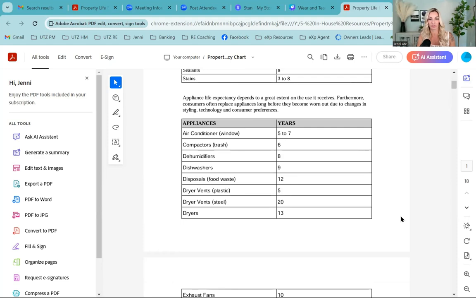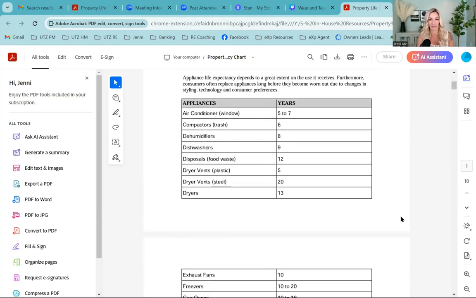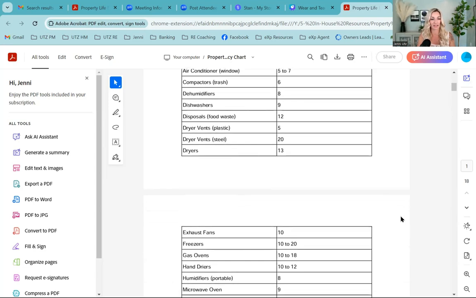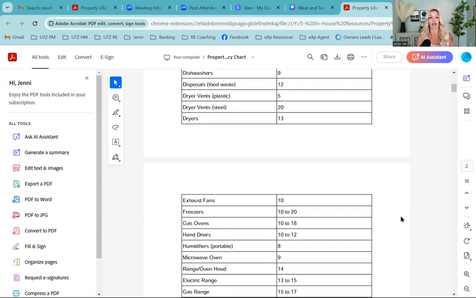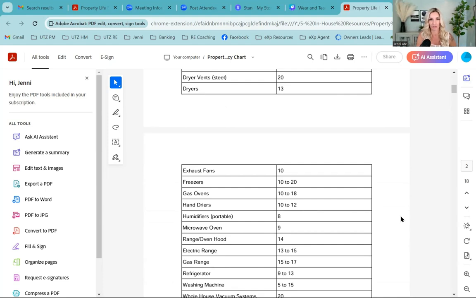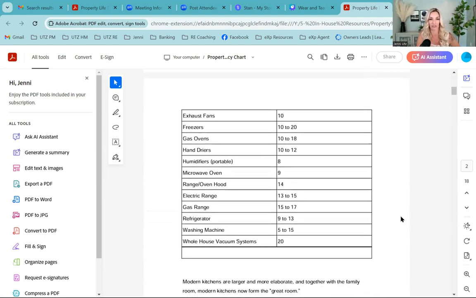So, looking through here, the different years, dishwashers, dehumidifiers, dryer vents, all of these things. And if at any point you want a copy of this property chart, just let me know and shoot me a message with your email address and I can send it over.